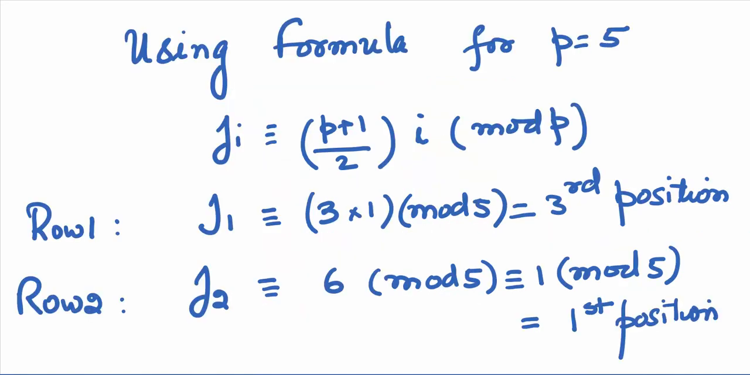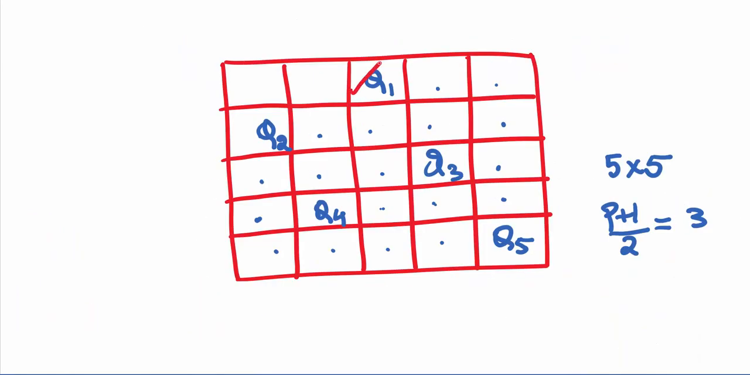It is good to see how the formula is applied. As your p is 5, the formula ji congruent to ((p plus 1) by 2 times i) mod p first gives us j1. We are taking i value to be 1, which means (p plus 1) by 2, which you already know is 3, multiplied by i, which is 1 in our case. This multiplied by i, modulus 5, gives us congruent to 3 mod 5. So the third position is used for placing the first queen. And that is what we have done here. You can see the first queen is in the third place.